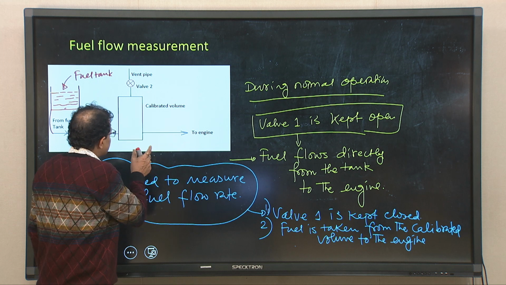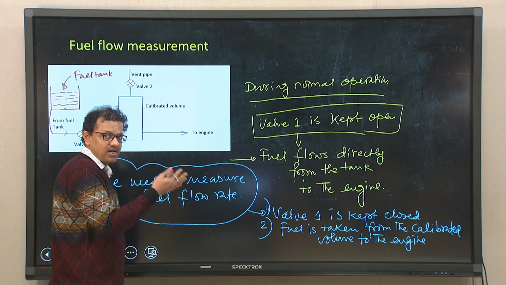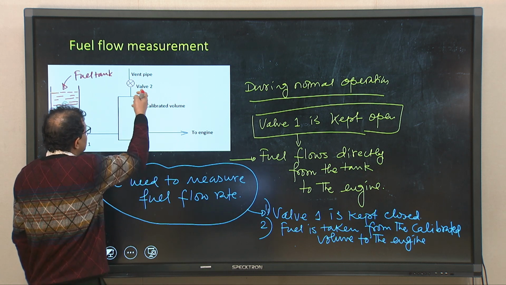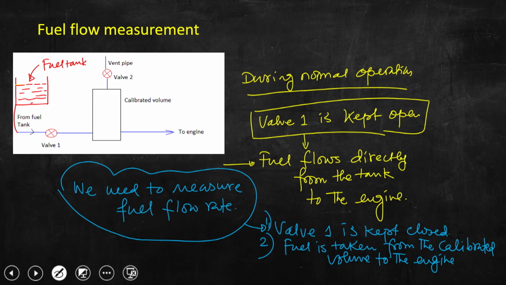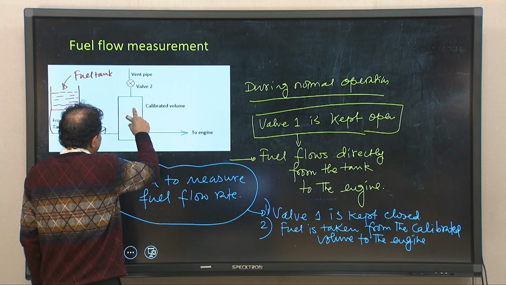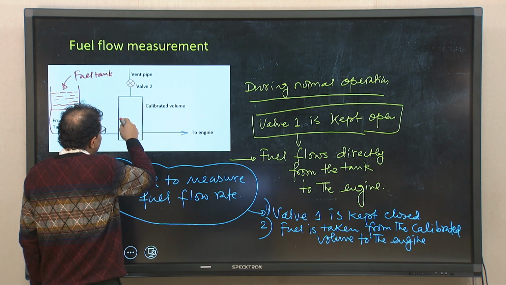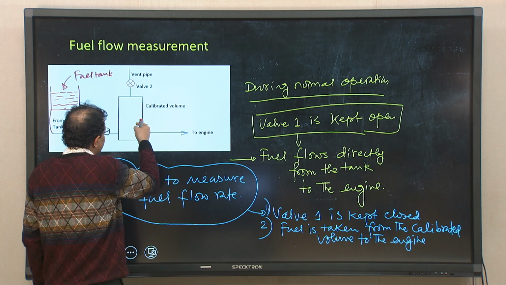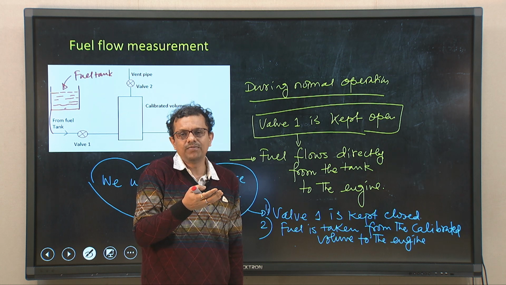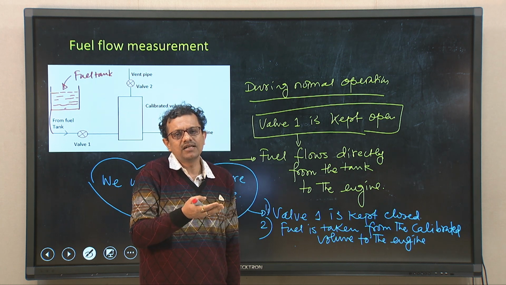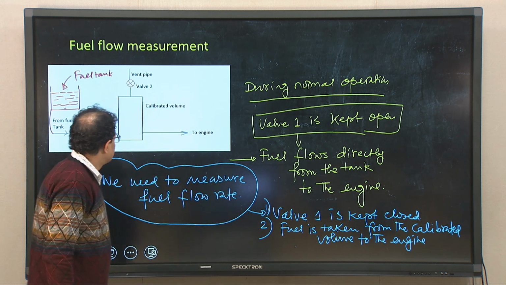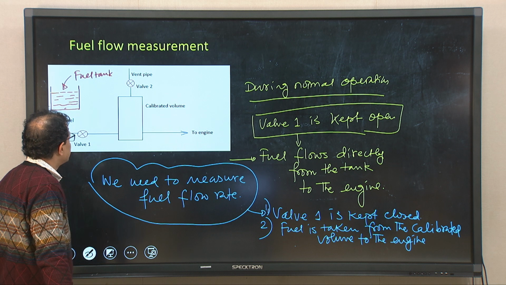Now, if we need to measure the amount of fuel taken by the engine per 1 hour, or per 2 hours, or per 1 minute, valve 1 is kept closed and valve 2 is opened. Then the calibrated volume will be filled with fuel, and the engine will take fuel from the calibrated volume. Since it is calibrated, we can measure exactly the amount of fuel consumed by the engine per unit time, per 1 hour rather. So, this is the method by which fuel flow is measured.